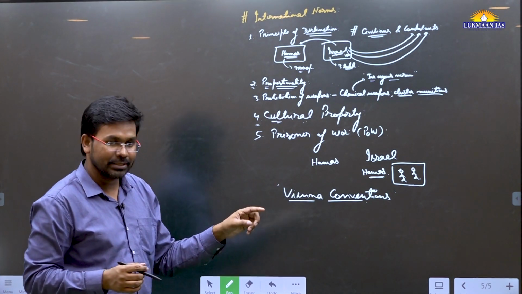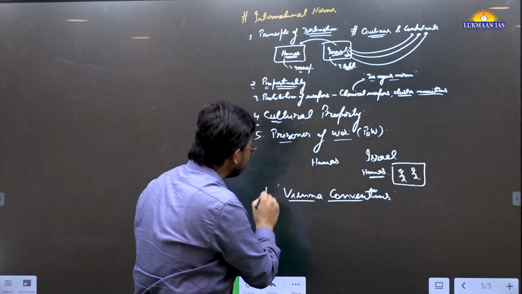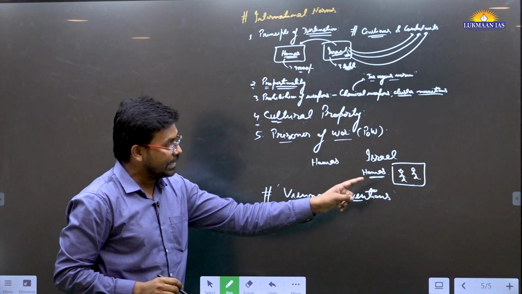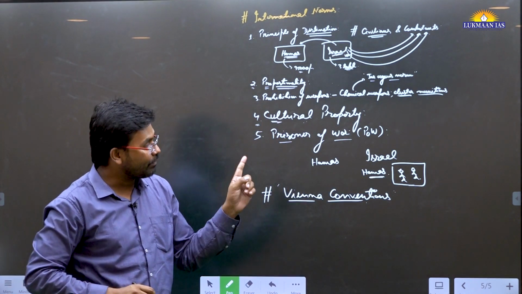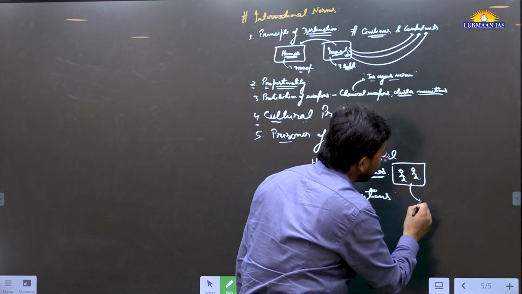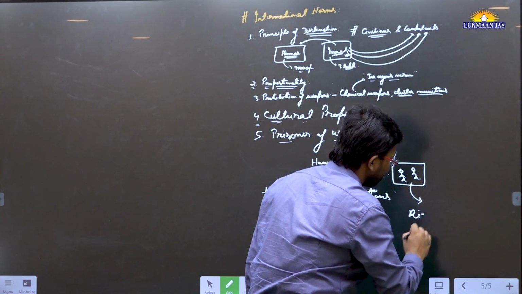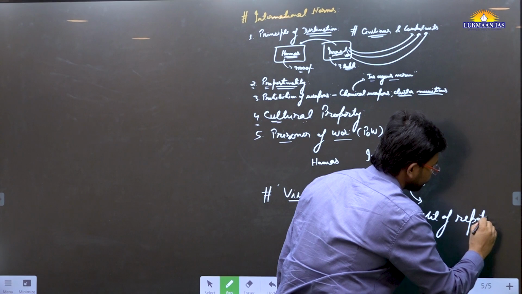The Conventions talk about how prisoners of war should be treated. They should be treated humanely. There should not be any torture. And also, after the war ends, the prisoners of war have the right of repatriation.